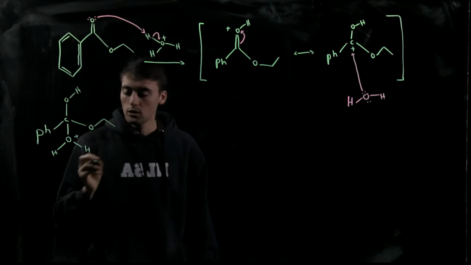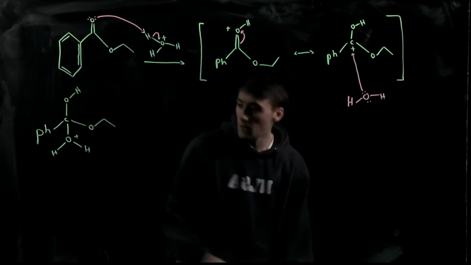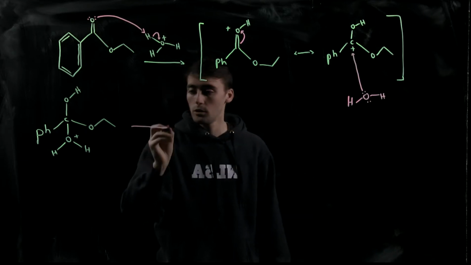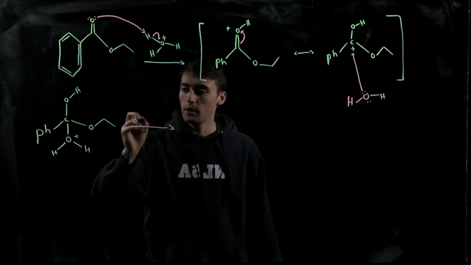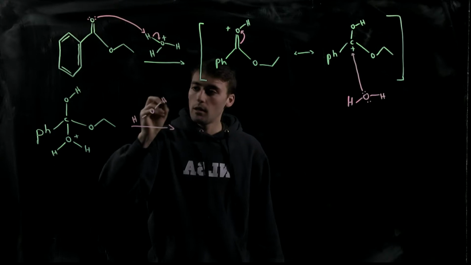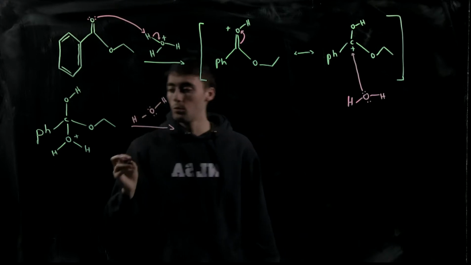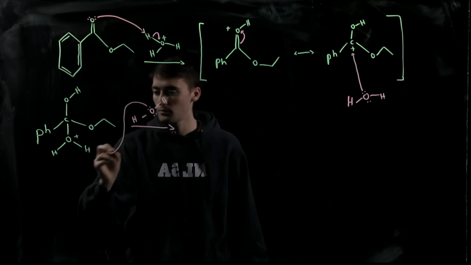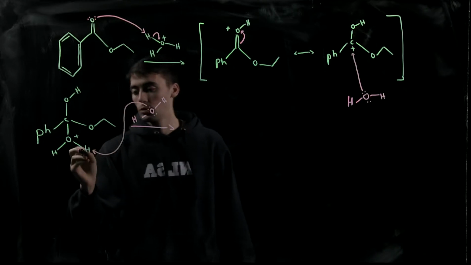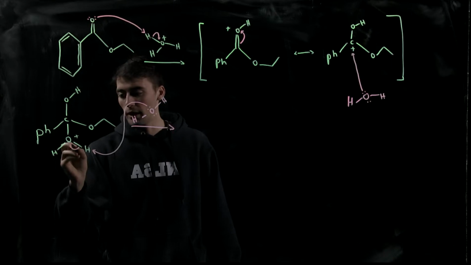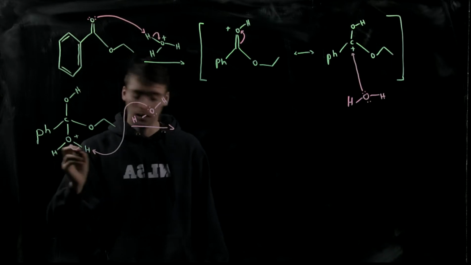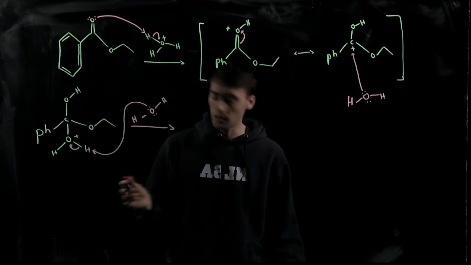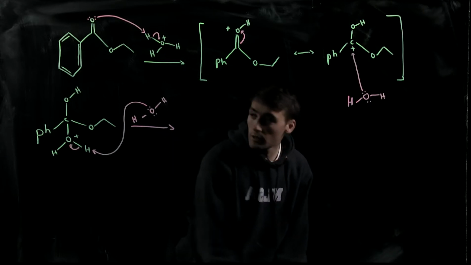So then for the next step, we want to get rid of this hydrogen, so we're going to use another water molecule, and this oxygen here attacks the hydrogen. Always remember to draw in the arrows here going back to the oxygen to show that the hydrogen is leaving its electrons with that oxygen, which then stabilizes it.